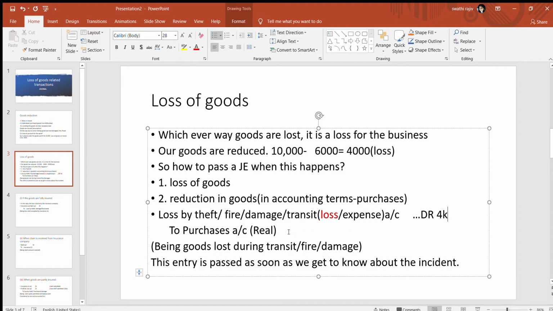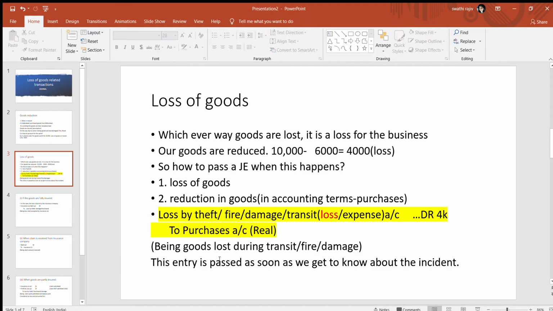Why are purchases credited? Purchases are credited because goods are an asset, a real account, and in a real account, what goes out is credited. Your goods are going out here, but you're not selling; your goods are going out due to some mishap. That is why the purchases account is credited. So the journal entry you will pass as soon as you get to know about this incident is loss by theft etc. to purchases, and the narration will be being goods lost during transit or fire or damage.